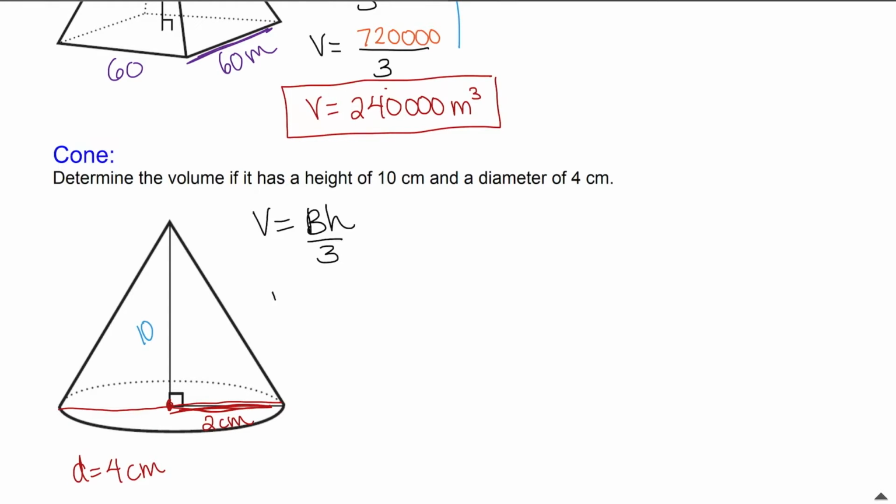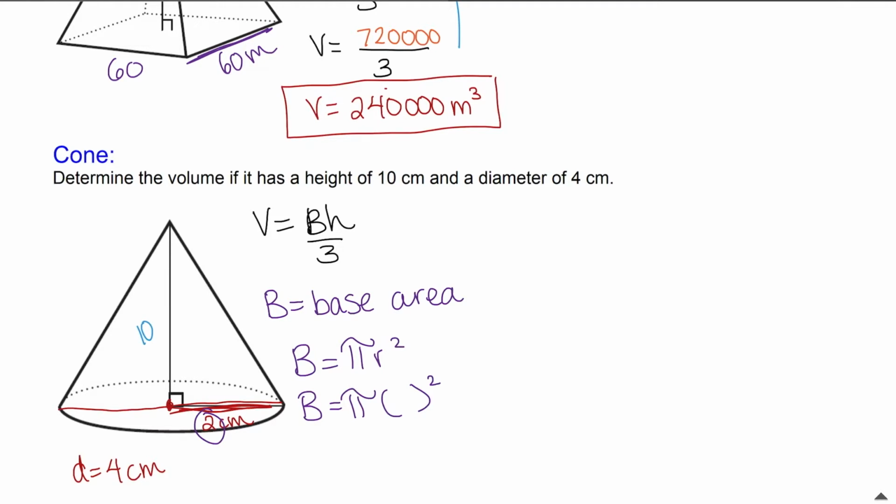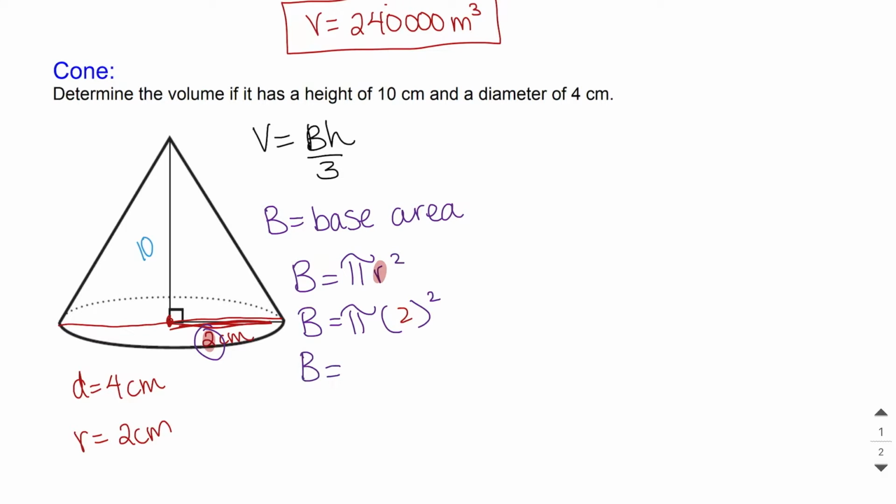And just a reminder, B represents the base area, not just the base. And in this example, the base is in the shape of a circle. So the area of a circle is pi r squared. And we know that our radius is 2. So I'm going to say B equals pi times 2 squared. Again, that's because we know our radius is 2. Well, 2 squared is 4, so I end up getting 4 pi. And I'm going to leave this as 4 pi for right now because this is not my final answer.